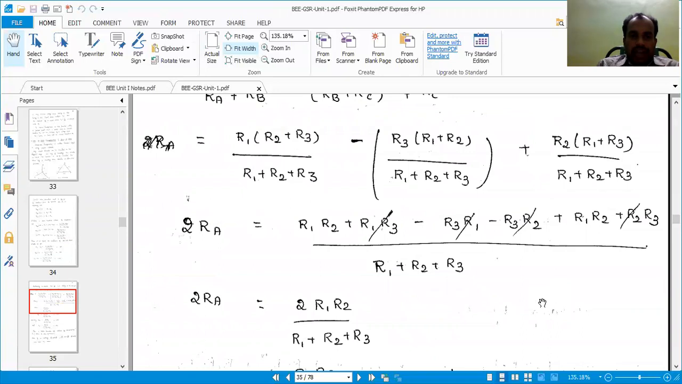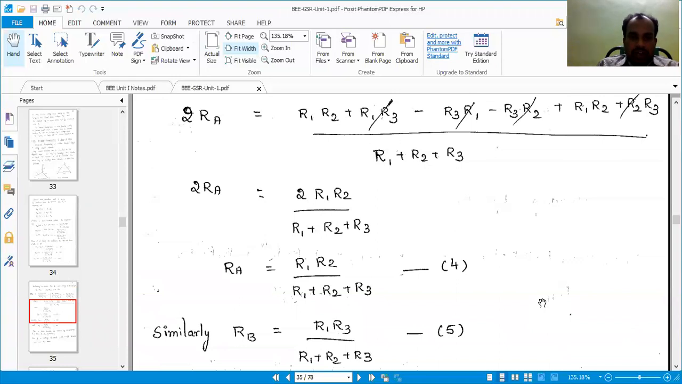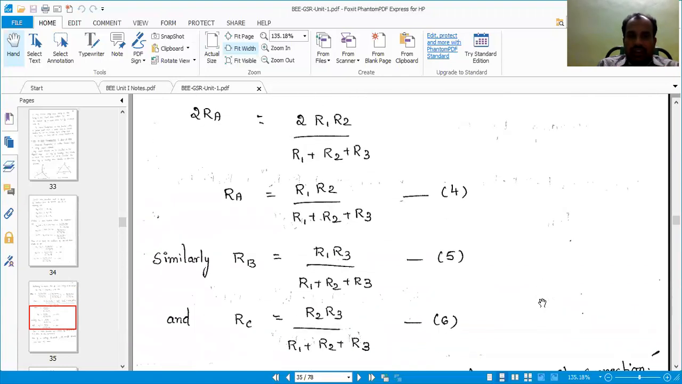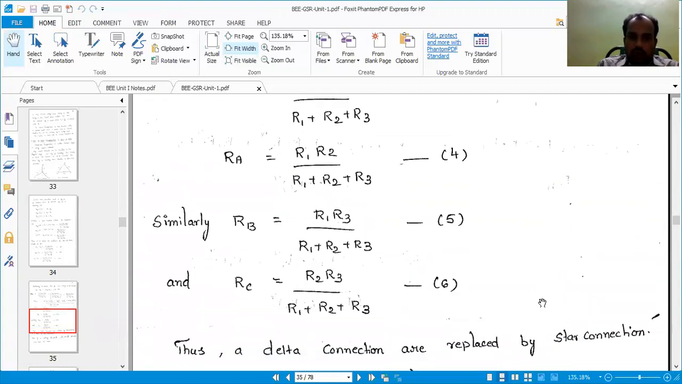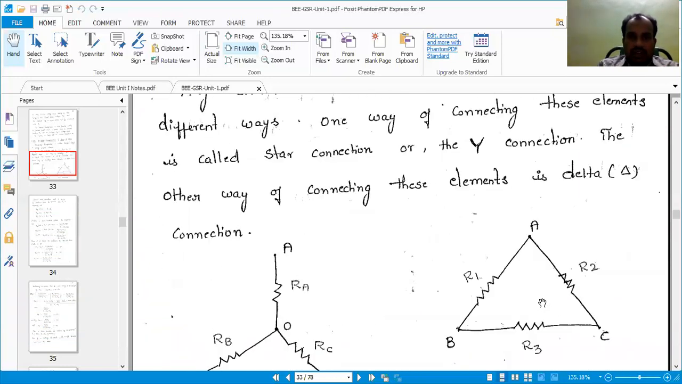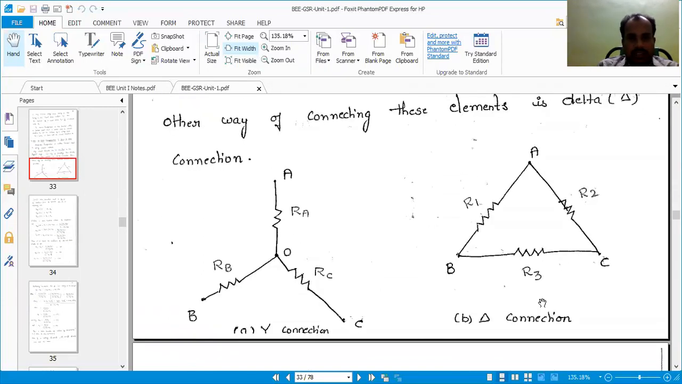you get 2RA equal to 2 R1 into R2 by (R1 plus R2 plus R3). The final value: RA equals R1 into R2 by (R1 plus R2 plus R3). Similarly, RB equals R1 into R3 by the sum of all resistances, R1 plus R2 plus R3. Finally, RC equals R2 into R3 by (R1 plus R2 plus R3). Okay, now these equations are the star equations, RA, RB and RC.